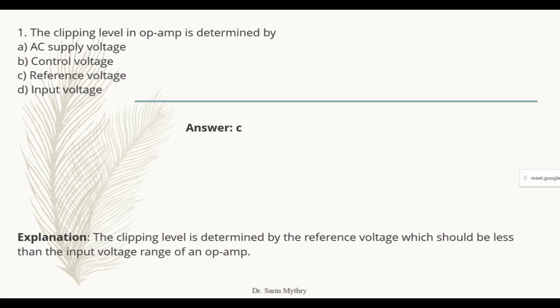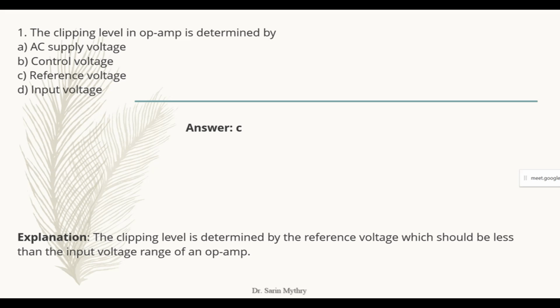In the previous lectures we have studied what is meant by clipper and clamper. We know that a clipper is a kind of circuit mainly used for clipping. Clipping means removing the unwanted AC signal. That removal will be taken with respect to one reference voltage. With respect to that reference voltage only, it will clip the unwanted AC signal. So here the option is C.